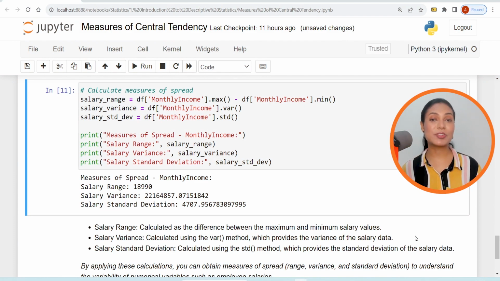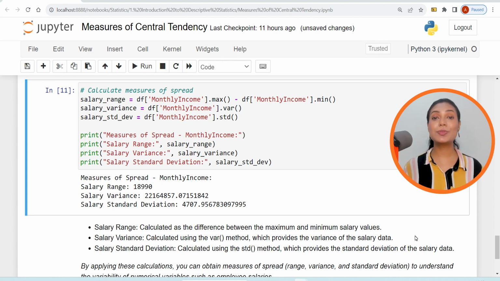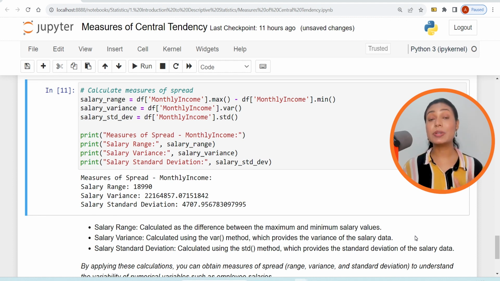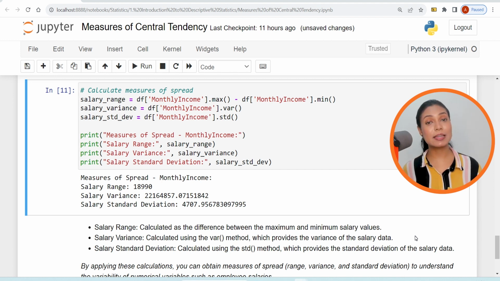Salary variance measures the spread of dispersion of the salaries around the mean or average. A larger variance suggests that the salaries in the dataset are more spread out from the mean. In this case, the variance is 22164857. Since the value is quite large, it indicates that the salaries in the dataset have considerable variability or differences from the average.